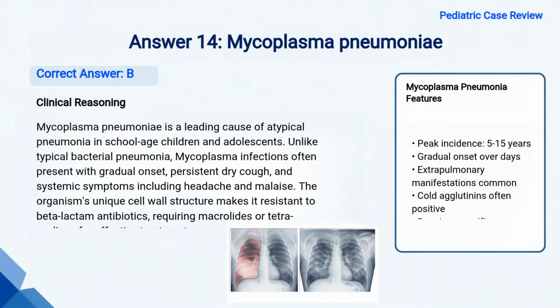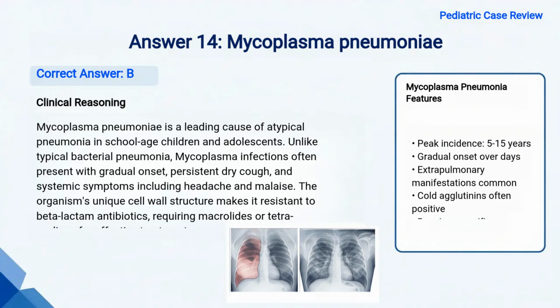Mycoplasma pneumoniae is a leading cause of atypical pneumonia in school-aged children and adolescents, with peak incidence between 5 and 15 years of age. Unlike typical bacterial pneumonia, mycoplasma infections present with gradual onset over days to weeks, persistent dry cough rather than productive cough, and systemic symptoms including headache and malaise disproportionate to the respiratory findings.